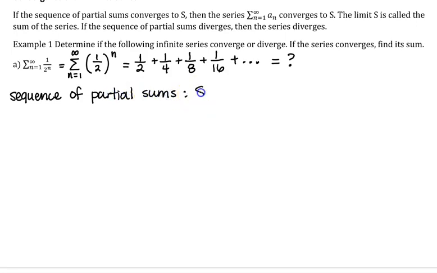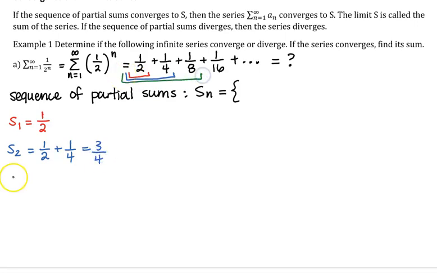I'm going to call that sequence S sub n. So to find S1, I only want to add up the first term of the series. That is simply a half. To find S2, I want to add up the first two terms of the series. A half plus a fourth. And a half plus a fourth is equal to 3/4.